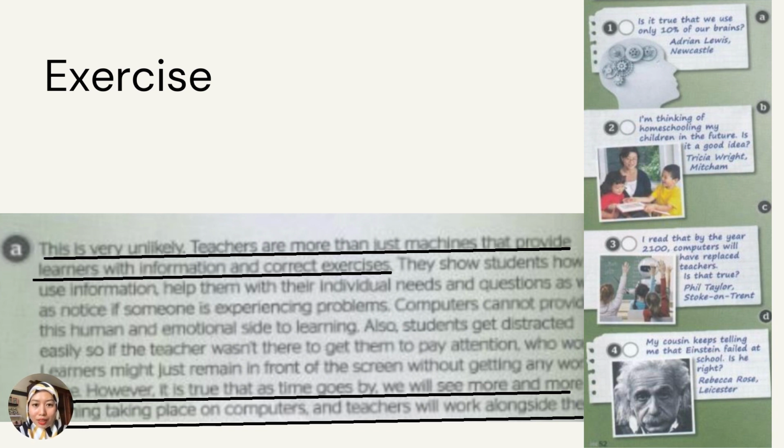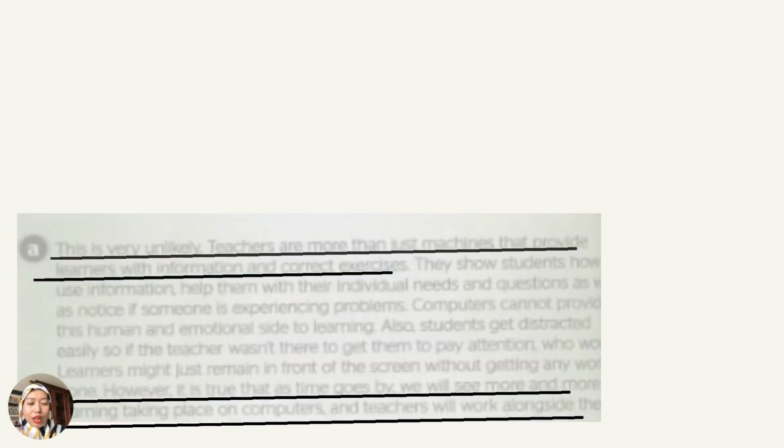Then we're going to look at the options we got, 1, 2, 3, 4. One is, "It is true that we use our brain." No, there's no brain here. Another is about homeschooling my children, no homeschooling there. "I read that by the year 2100, computers will have replaced teachers." This one has teachers and also computer, which is machine. So the answer for A is number 3. That's what we're going to do when reading for gist: we just take a look at the first few and the last few.